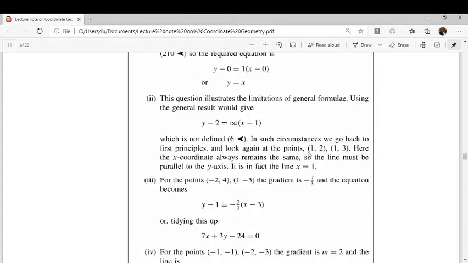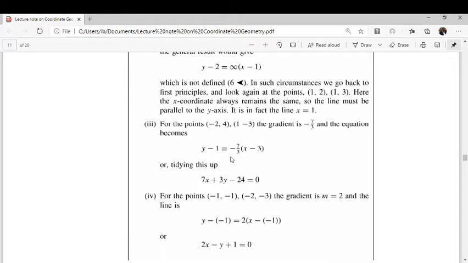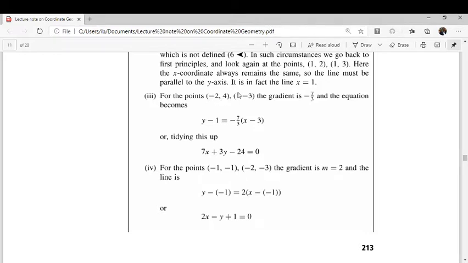Now you have two coordinates, this and this. When you get your gradient, you discover the gradient of this gives you infinity. So such solutions are not defined. But look at 3. These are the 2 points, point 1, point 2. The gradient is minus 7 over 3.